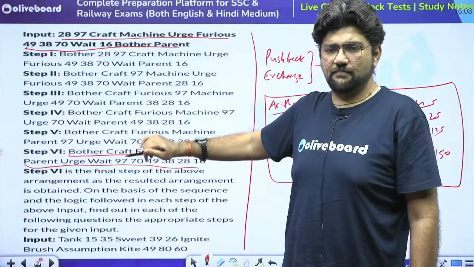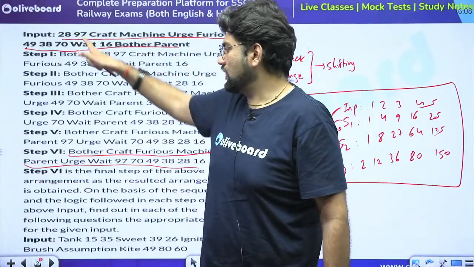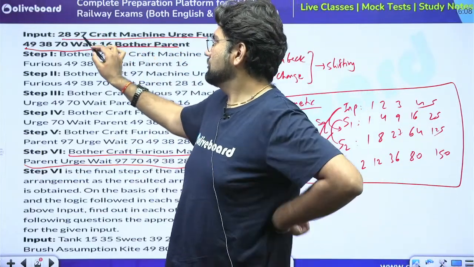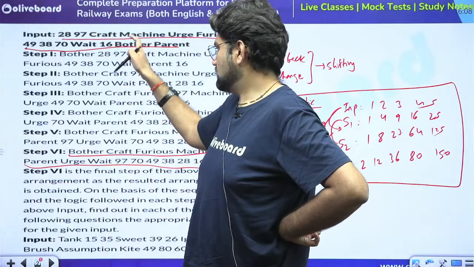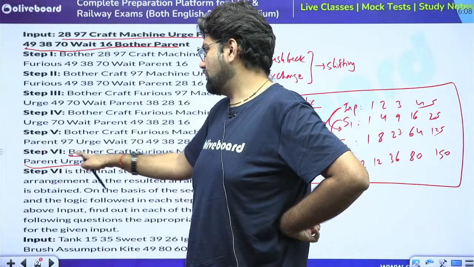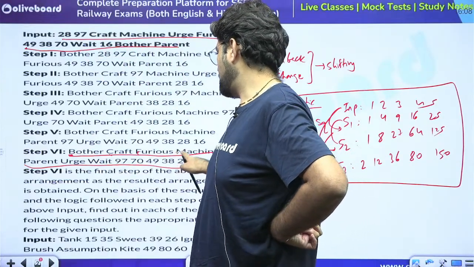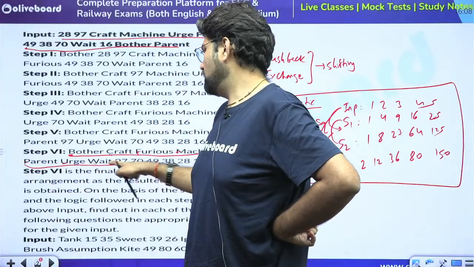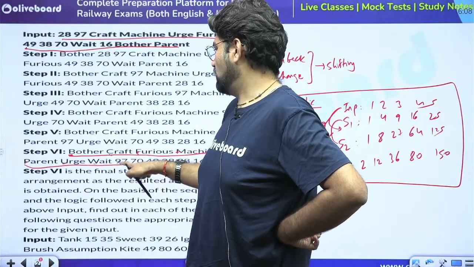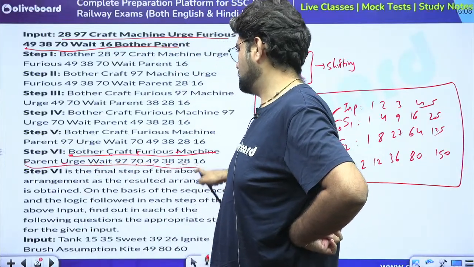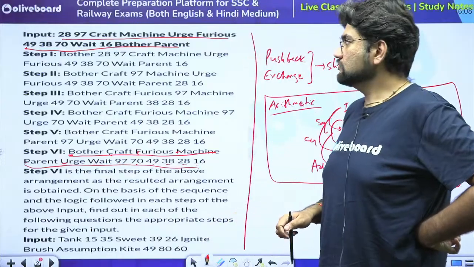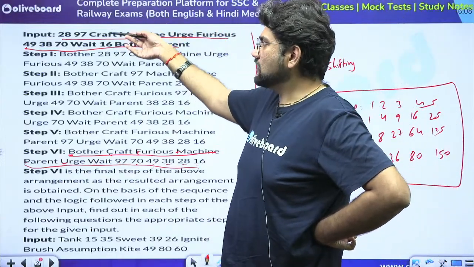easy only initially. Now observe, this is the input line and the output line. What exactly is happening? If you see from this, they have arranged everything in the alphabetical order: B, C, F, M, P, U, W, and then the numbers are arranged in descending order: 97, 70, 49, 38, 28, 16. Okay. Now observe what is happening stepwise.